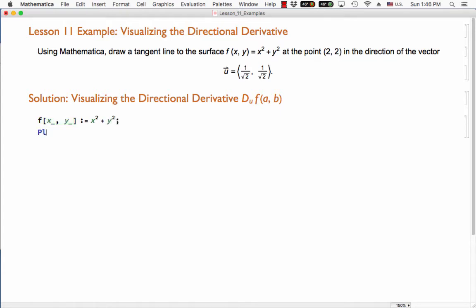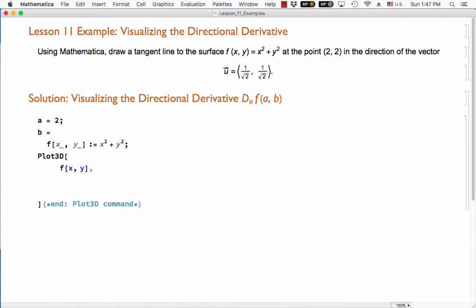Since this is a multivariable function with an explicit description, I'll use the Plot3D command. I'll go ahead and name the last bracket. So this is the end of the Plot3D command. Okay, let's graph f of x comma y. If I'm going to do the point AB equals 2 comma 2, so let's go ahead and just put that in. A equals 2, B equals 2.